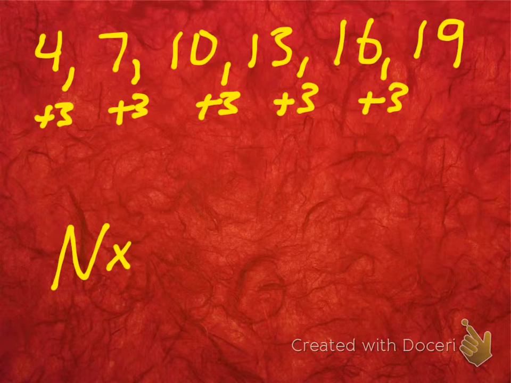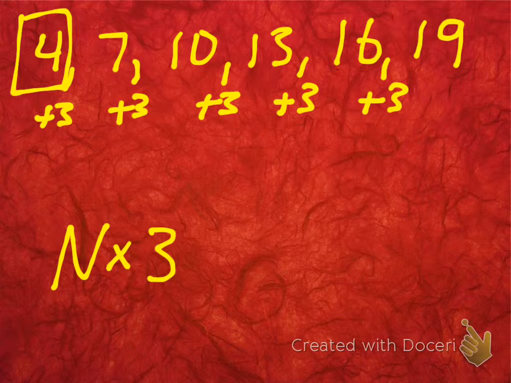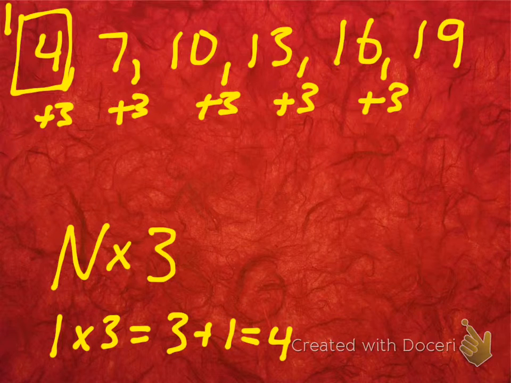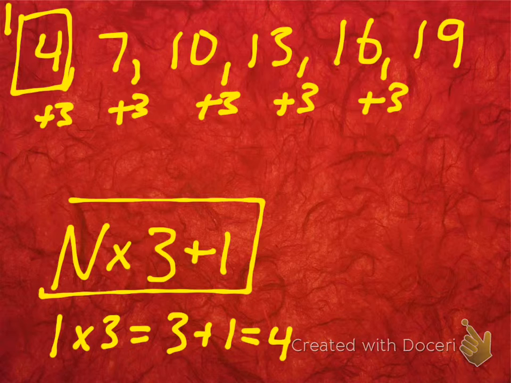N times 3. Now, when my n is 1, we're talking about my first number in the sequence. So when my n is 1, what number should I be getting? 4. 4 is the first number. Alright. So, if we plugged in 1 for n, 1 times 3, we get 3. So what do I need to do to it? Plus 1 would give me the 4 I wanted. So our rule should be n times 3 plus 1.